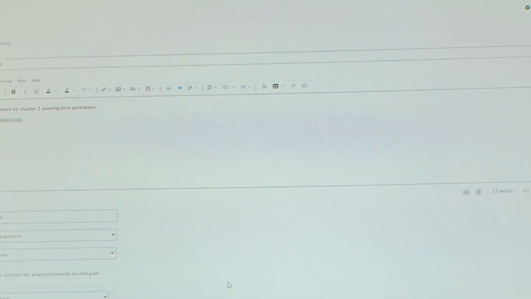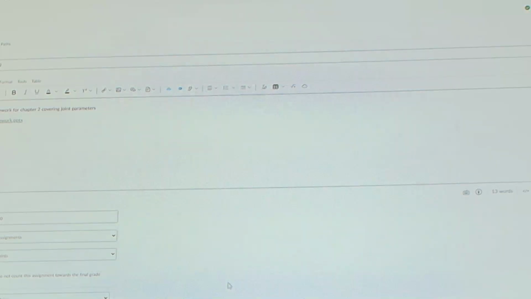Question: does it matter if we use ij equals k or ij equals negative k? It does matter. ij equals k, ji equals minus k. So that's the direction of rotation that you have to adhere to. Okay.